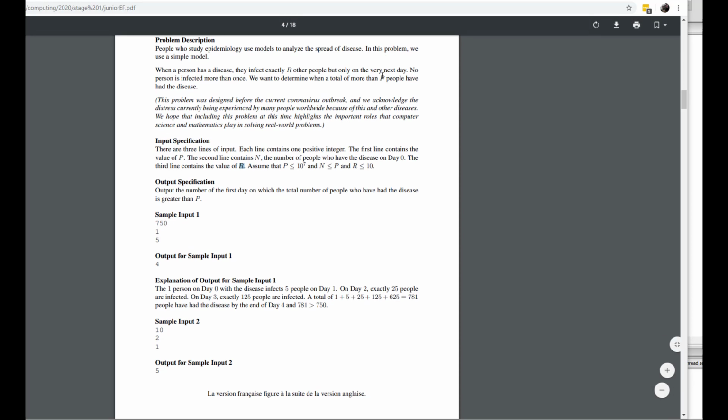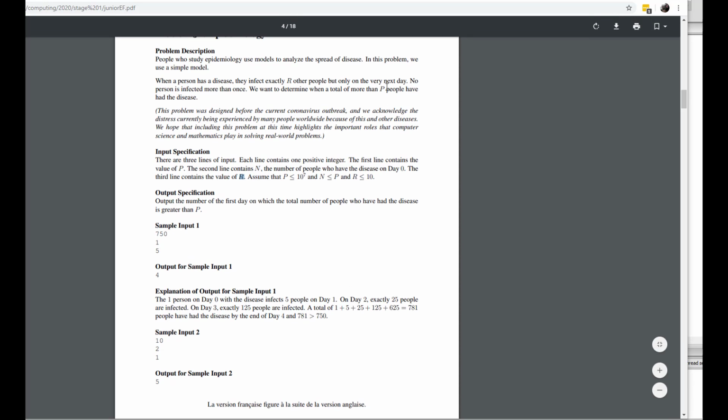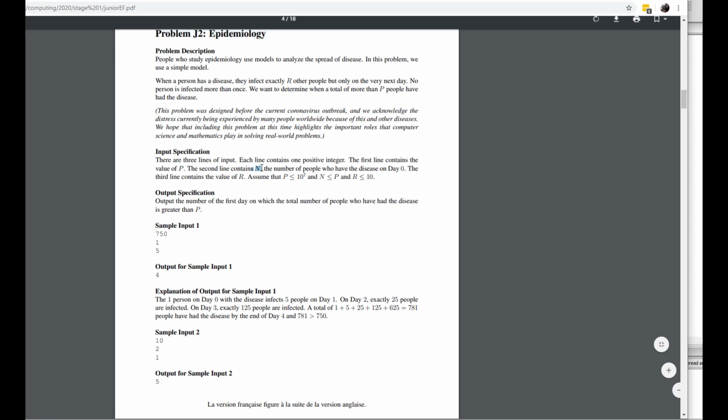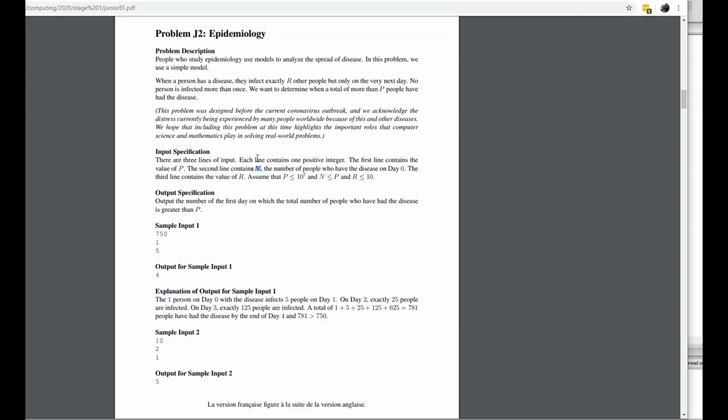So the target number of people is P, all right? The N value is the number of people who have the disease to start with. And the R value is the rate of transmission, which is how many people each one person is expected to spread it to. So if you have an R of 3, it means each one person is predicted to spread it to 3 others. That would actually be really, really big.